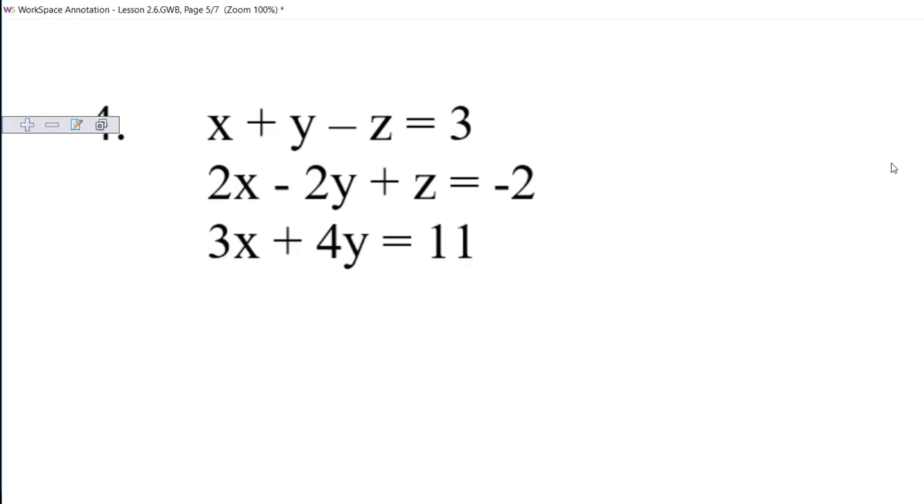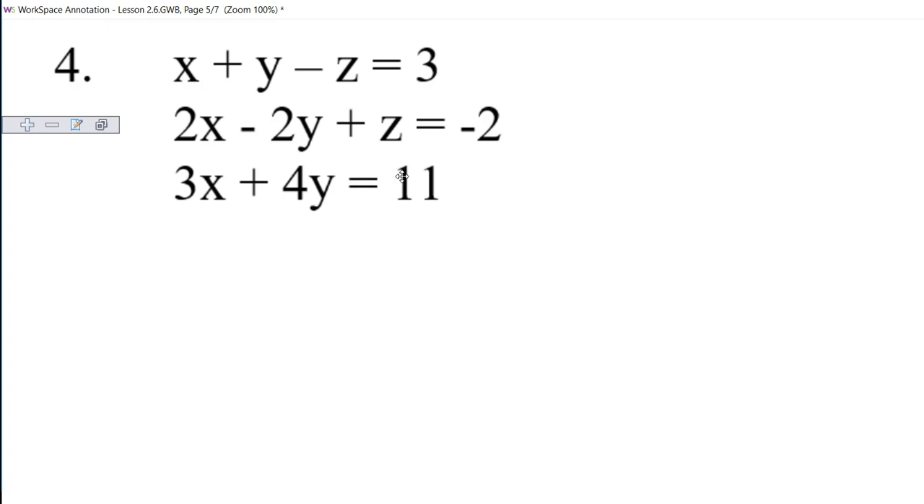Now, if I use my tips, what's tip number 1? Look for the shortest equation. Well, do you see an equation that's short? The one at the bottom. Now, this is ready for elimination, but do I have another equation that's ready for elimination? No. So then I would think about tip number 2.